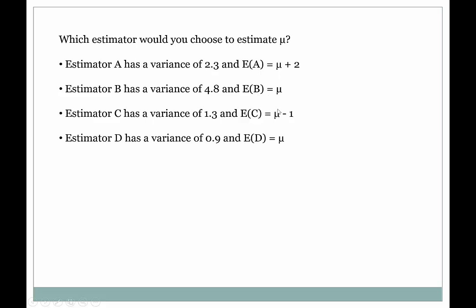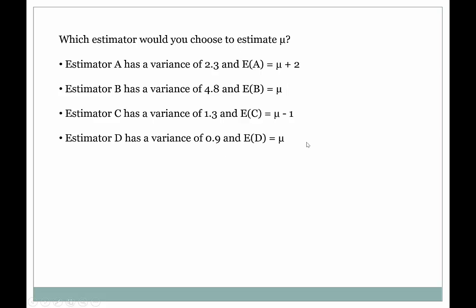Now, estimator B is unbiased. In other words, its expected value is equal to the mean, which is what you want it to be. That's the trait we're looking for. However, its variance is 4.8. We can do better, because estimator D is also unbiased. The expected value of D is equal to the mean as well, but the variance is much smaller. So among this list of options, I'm going to go with estimator D because it has the smallest variance among the estimators available, and it's unbiased.